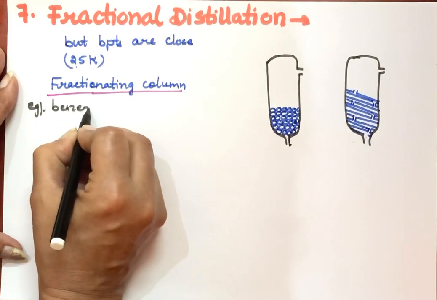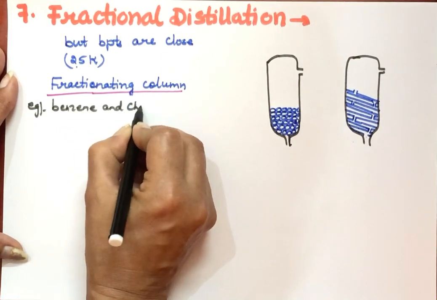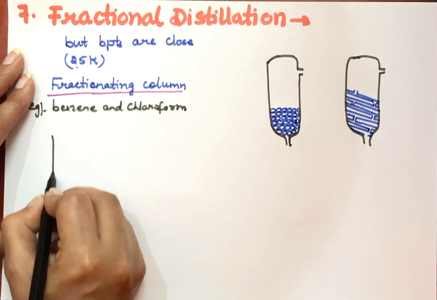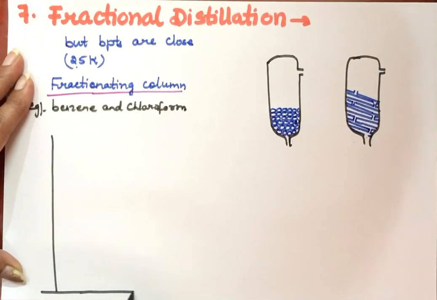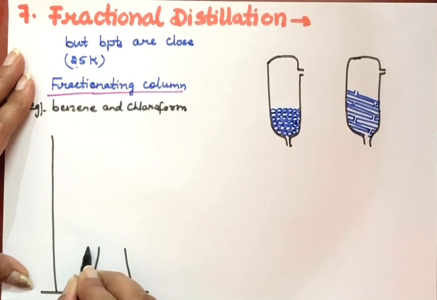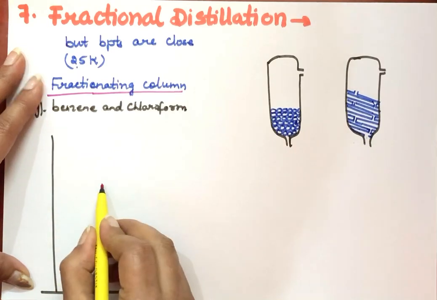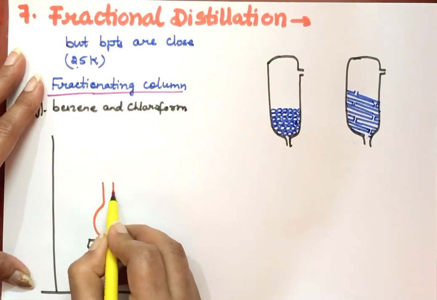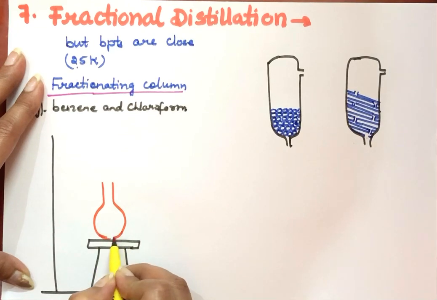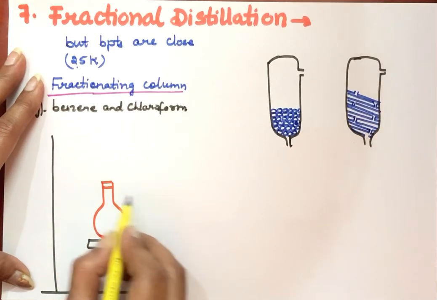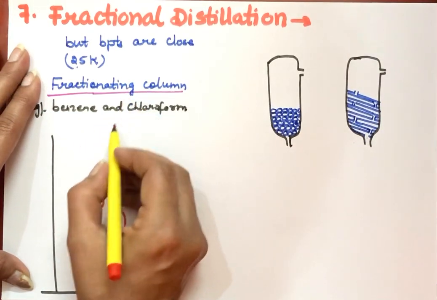I'm taking an example of a mixture of benzene and chloroform here. How can we separate the benzene from chloroform? For the apparatus, again we take a stand here, a tripod stand. On top of this tripod stand we'll keep a round bottom flask, and this we have to heat. Now on the mouth of this flask, we are not attaching the condenser here. First of all we attach the fractionating column.